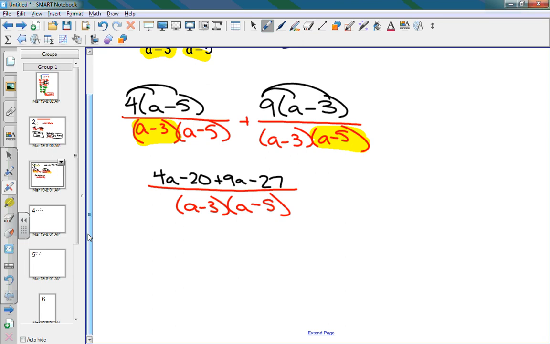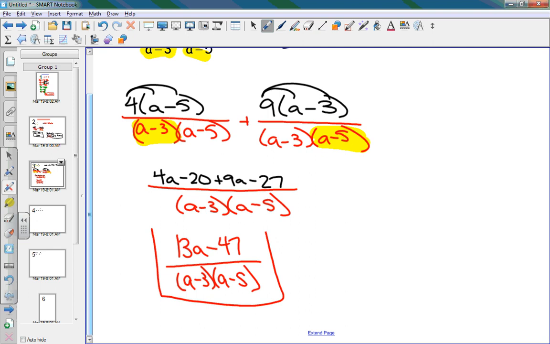Do I have any like terms? What's 4A plus 9A? 13A. What's negative 20 minus 27? All over A minus 3 times A minus 5. Can I pull out a GCF or factor that into another binomial? No. So that means this is done, but what do I need to find yet?